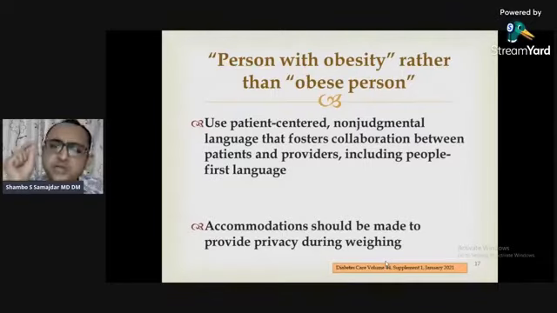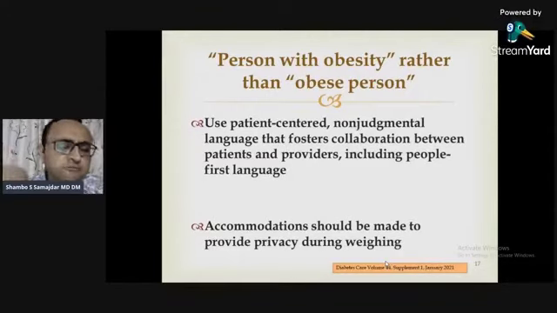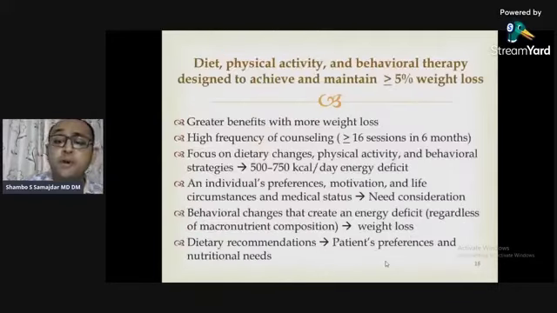So we should use patient-centered, non-judgmental language, because that fosters collaboration between patients and providers, including the people around them. So we should use this type of language very judiciously. Another very important point, we should have some accommodations, such as checking the body weight in privacy. So that is also very important.